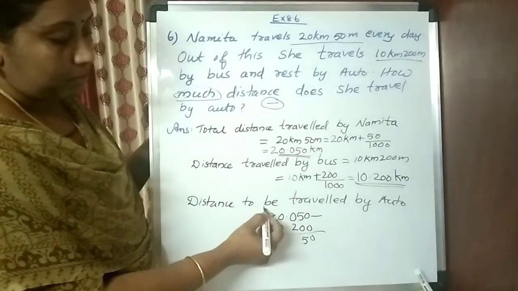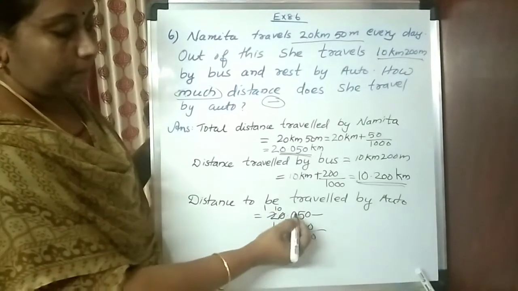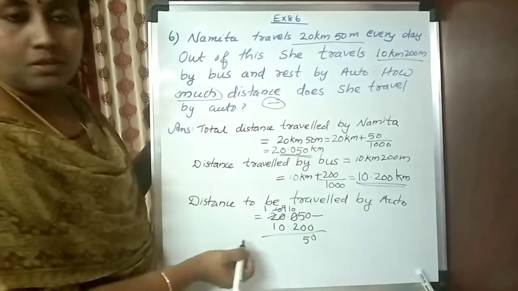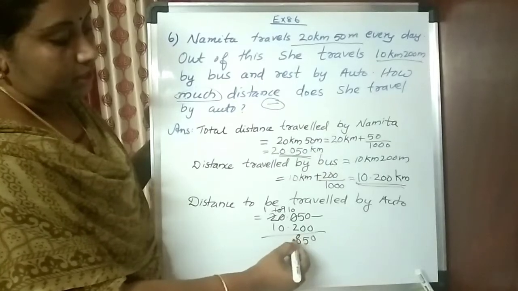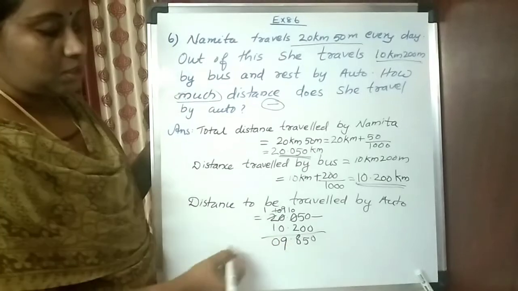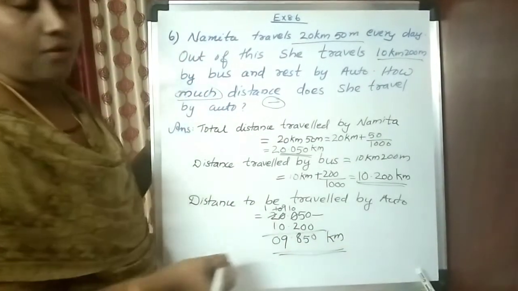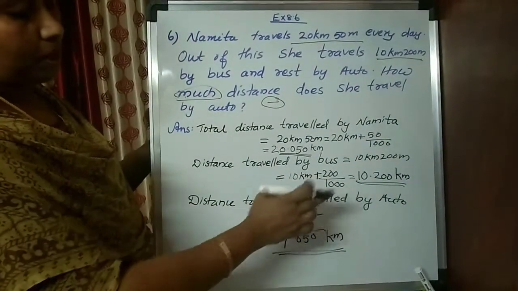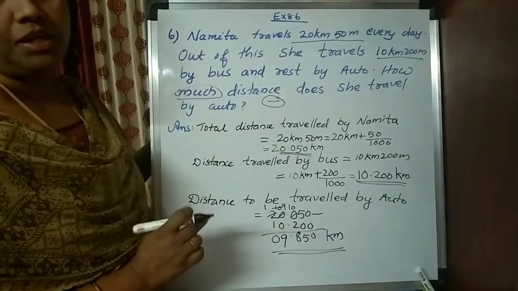Then you borrow from which number? This 2. And this becomes now 10. And again borrow it from 1 and this becomes 10. Then 10 minus 2 is what? 8. 9 minus 0 is 9. 1 minus 1 is 0. So what is your answer? 9.850 kilometer. That means distance to be traveled by auto is 9 kilometer 850 meter.